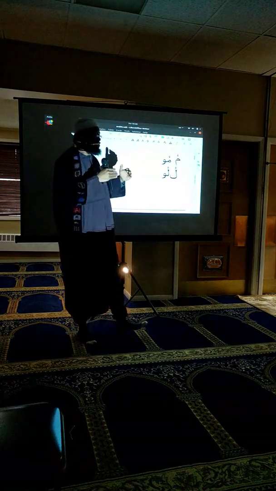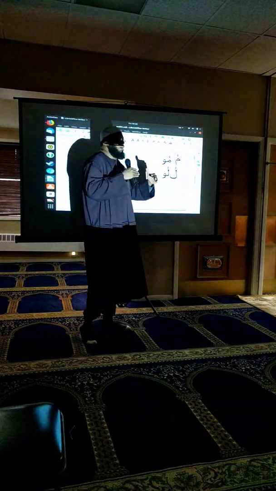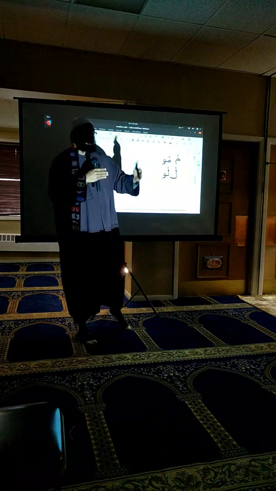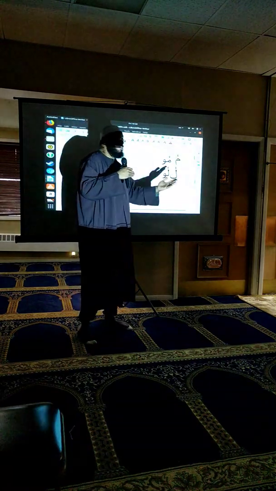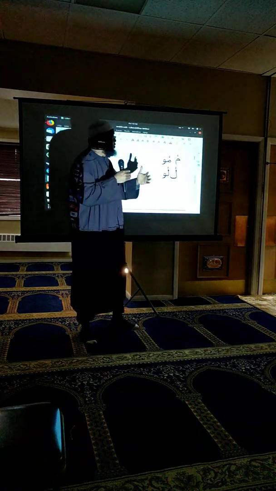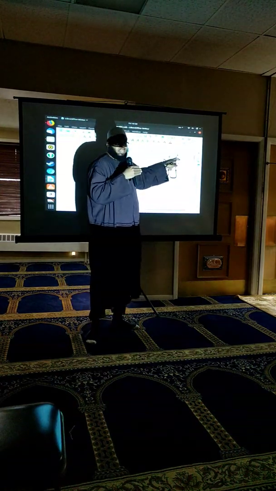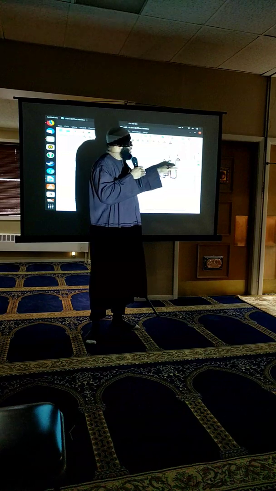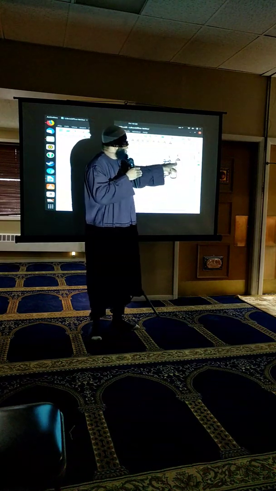Okay, so we've covered with a kasra how to have a short kasra sound and how to have a long kasra sound. Ti becomes tee. Ri becomes ree. Okay, now we're going to look at the dhamma, right? We have the dhamma here. That looks like a small wow, right? And what harf is this?